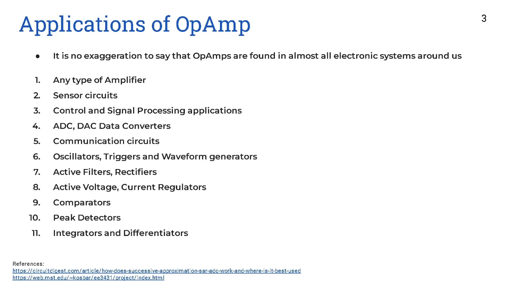Op-amp is an amplifier, so it can be used as any type of amplifier. There are many amplifiers out there, low noise amplifier, power amplifier, and many such. It is used in sensor circuits in sensors such as ultrasonic sensors, photo detectors, and many other sensors. And it is used in control applications and signal processing applications, such as a low pass filter for filtering out high frequency noise, band pass filter, high pass filter, and many such things.